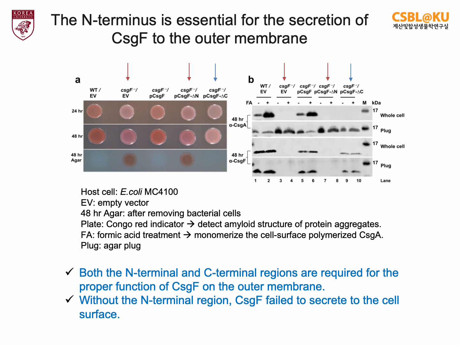CsgF assists CsgG in forming a functional nucleation complex on the bacterial surface. In the absence of CsgF, cells fail to assemble as much curli on the cell surface as wild-type. To understand the role of the N-terminal and C-terminal IDRs of CsgF, they assayed the ability of N- and C-terminal truncations to complement wild-type CsgF function in vivo.